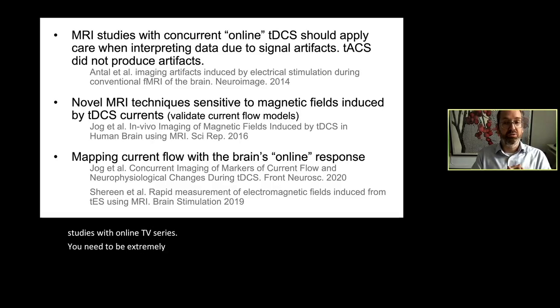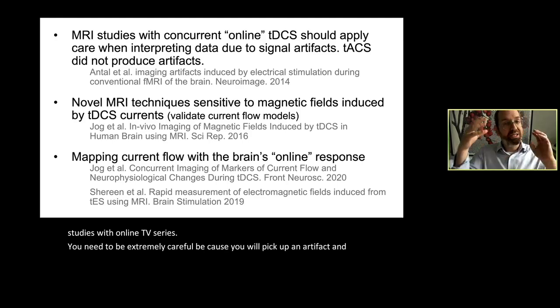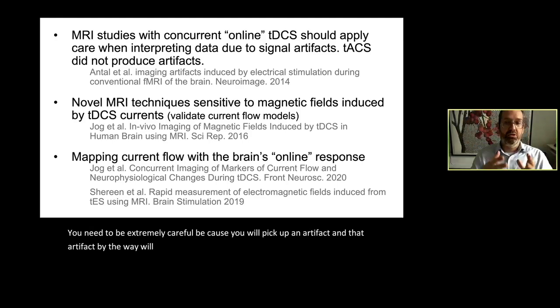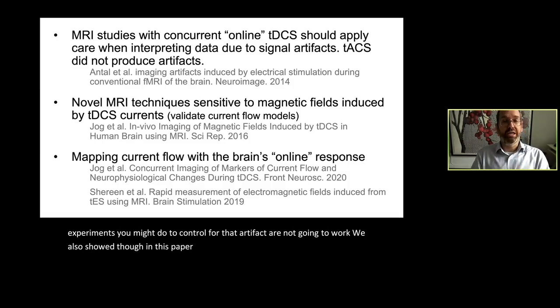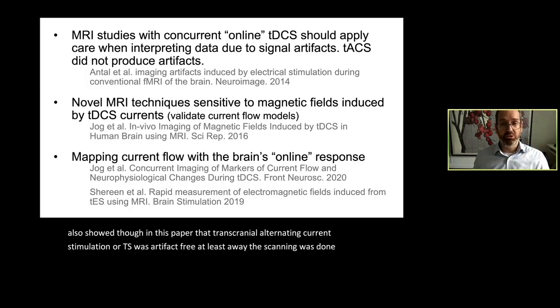You need to be extremely careful because you will pick up an artifact, and that artifact, by the way, will be montage specific, right? So a lot of the control experiments you might do to control for that artifact are not going to work. We also showed, though, in this paper that transcranial alternating current stimulation, or TACS, was artifact free, at least the way the scanning was done in this case, and we explained why that was.